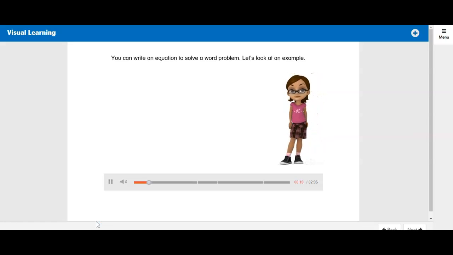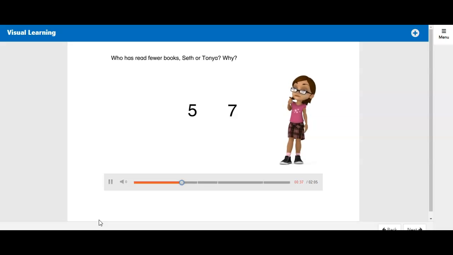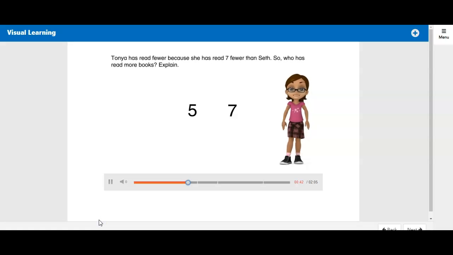You can write an equation to solve a word problem. Let's look at an example. Tanya reads 5 books. She reads 7 fewer books than Seth. How many books did Seth read? What do you know? Tanya read 5 books. Tanya has read 7 fewer books than Seth. Who has read fewer books, Seth or Tanya? Why? Tanya has read fewer because she has read 7 fewer than Seth.